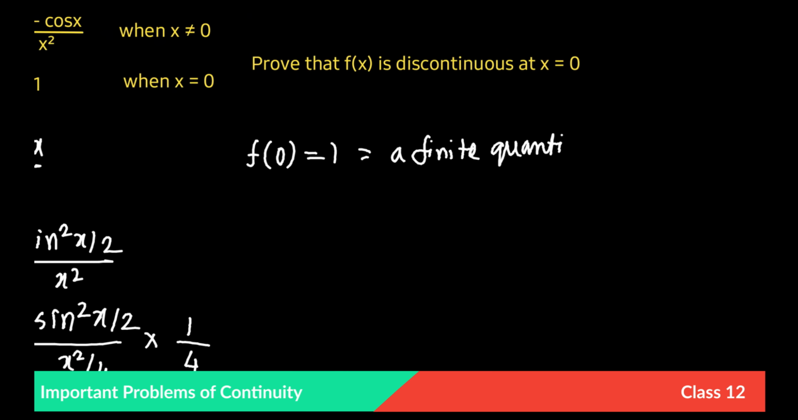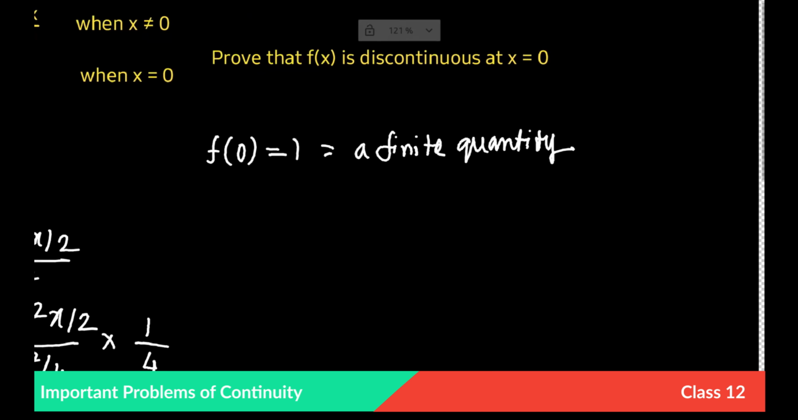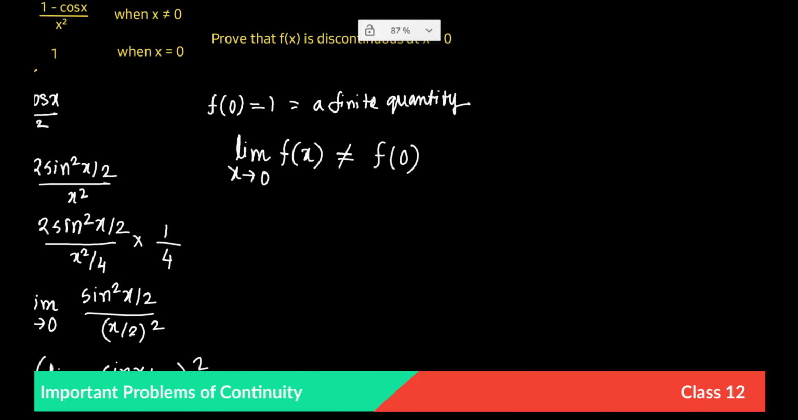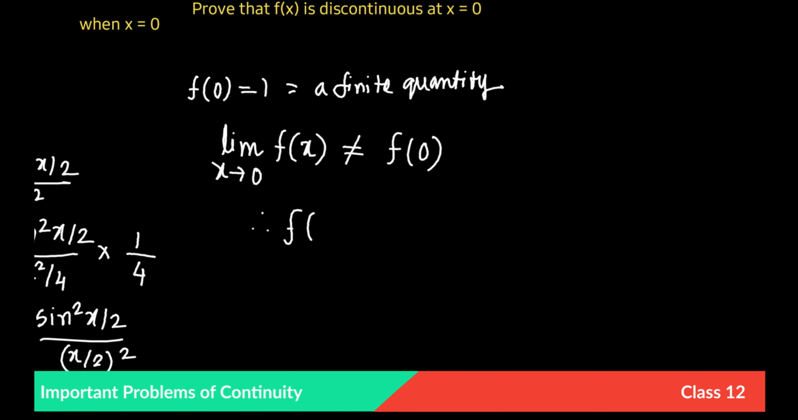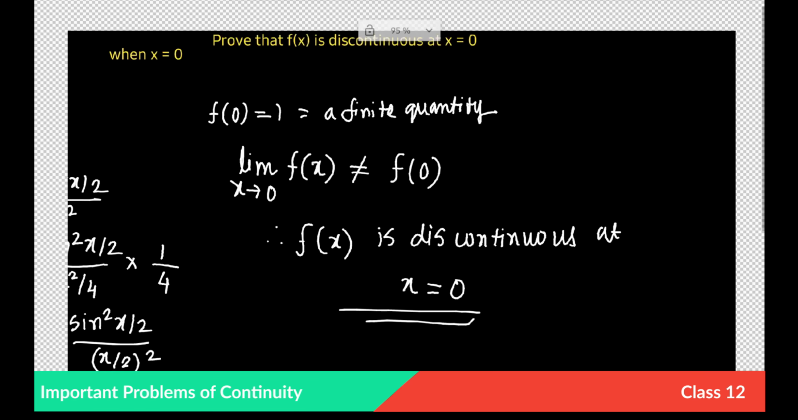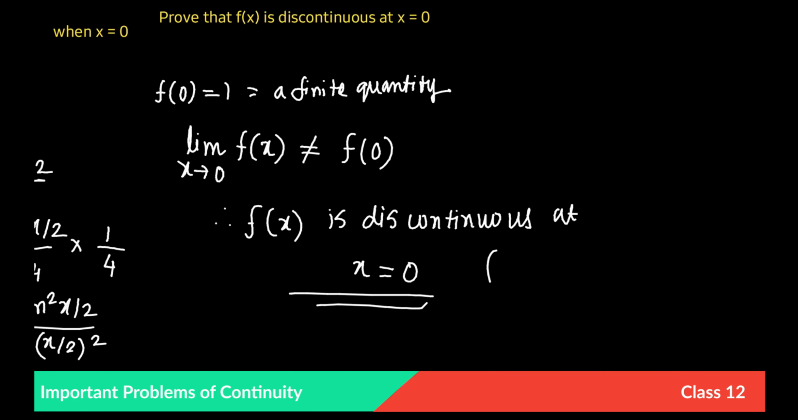But limit x tends to 0, f of x is not equal to f of 0. So when it is not equal to f of 0, that means f of x is discontinuous. That means not continuous, or you can say discontinuous at x equals to 0. Okay, so this is proved.